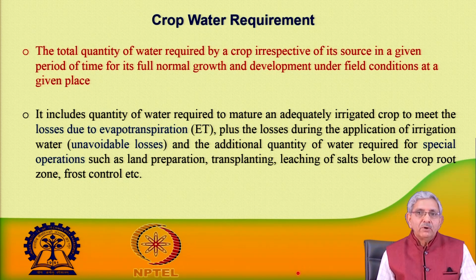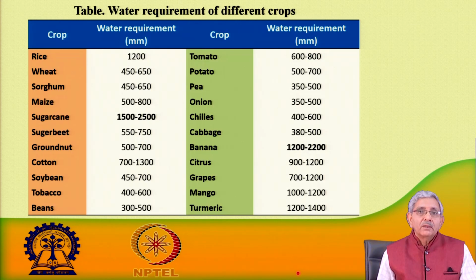Additional quantity of water required for a special operation such as land preparation, transplanting purpose. If soil is having salt, we need to apply water for leaching of salts below the crop root zone. There could be some situation where frost control is needed. So, this is a special need. So, total water required, that is added to get the irrigation water requirement.